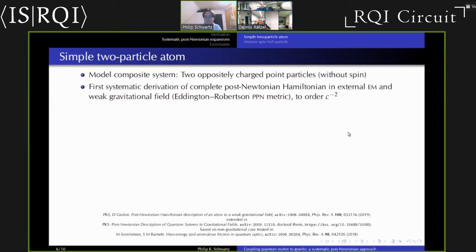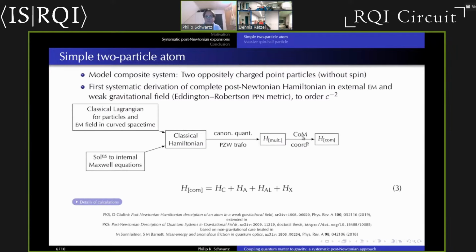And in this paper that I mentioned down here, based on a paper by Matthias Sonnleitner and Stephen Barnett without gravity, we gave the first systematic derivation of a complete post-Newtonian Hamiltonian for such an atomic system in a weak gravitational field to order 1 over c squared. And this works as follows.